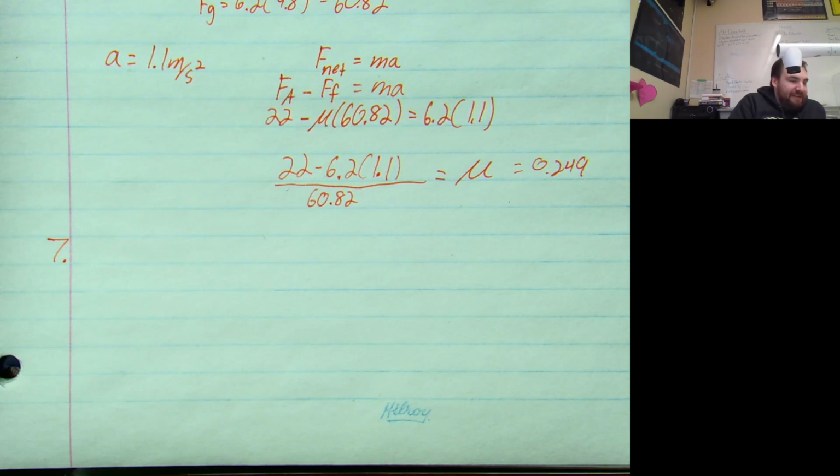While Connor's trying to figure his life out, we're going to do number 7, because that was the next one someone asked about. A 1,250 kilogram car traveling at 60 kilometers per hour comes to a sudden stop in 35 meters. What is the coefficient of friction acting on the brakes? So we're going to assume here that this is a rolling stop, not a sliding stop, because we want to find the coefficient of friction acting on the brakes.